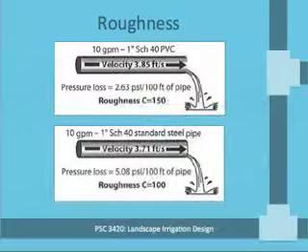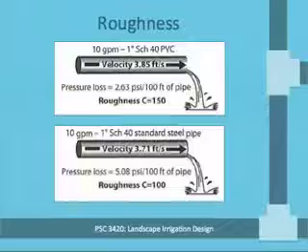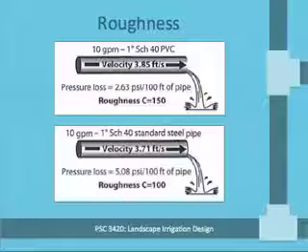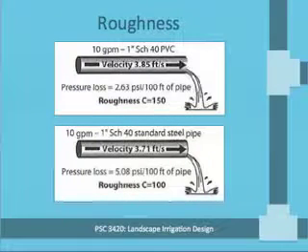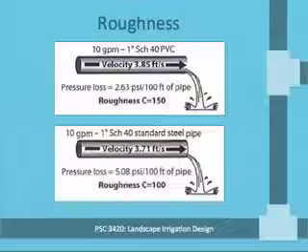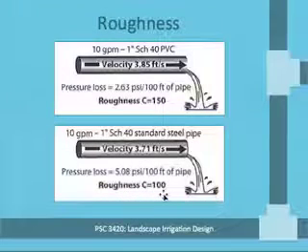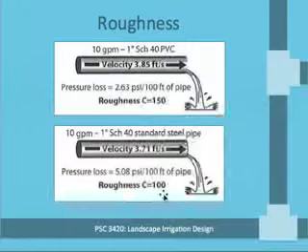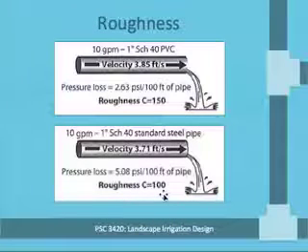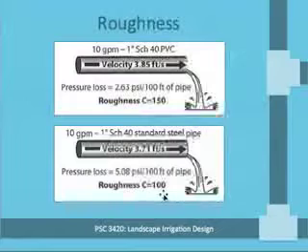A third factor that affects friction losses in pipe is how rough or smooth the interior surface of the pipe is, so the surface of the pipe that's actually contacting the water. This is specified by a roughness factor that's designated as C. So you see it noted here, C. And the higher the C factor is, the smoother the pipe is. The lower the C factor is, the rougher the pipe is, and the more friction losses there will be.